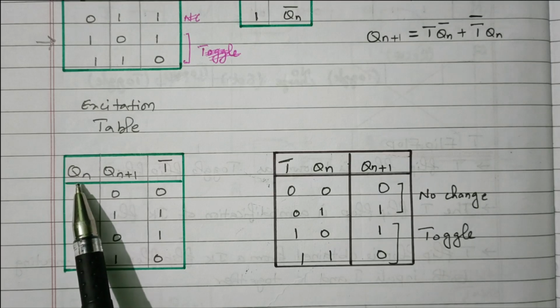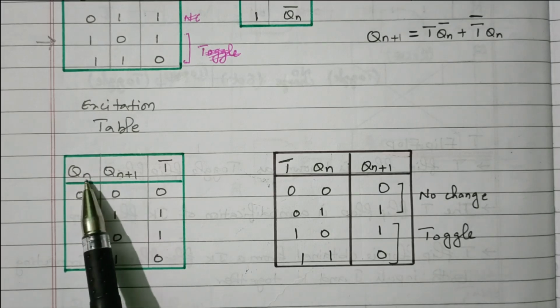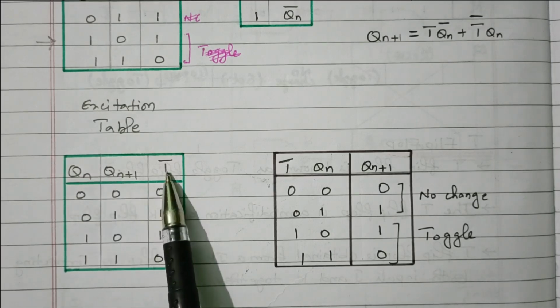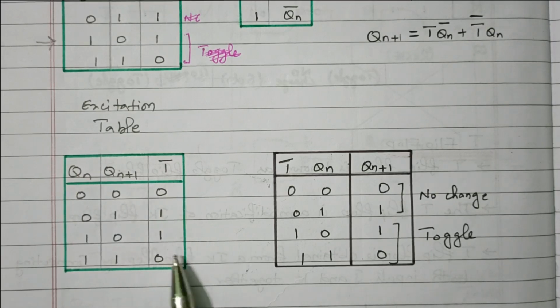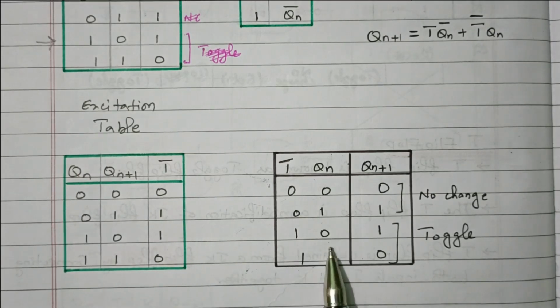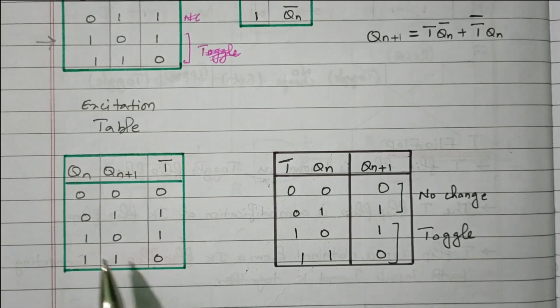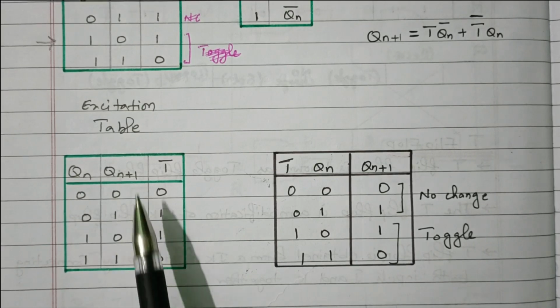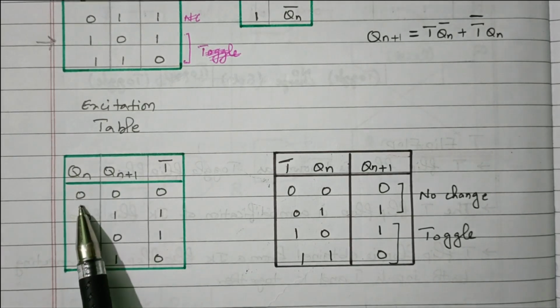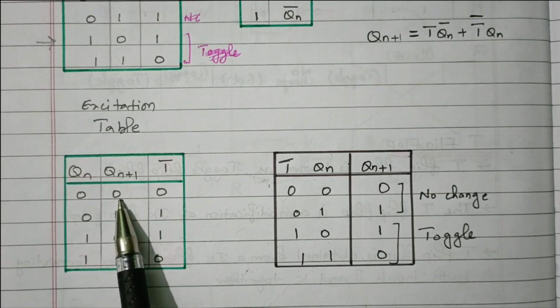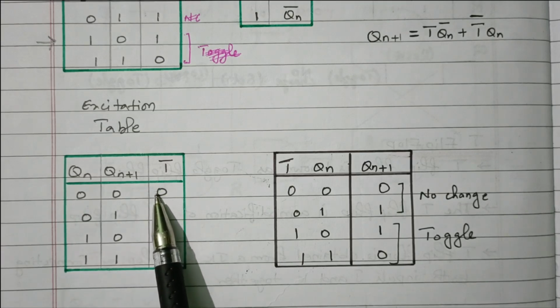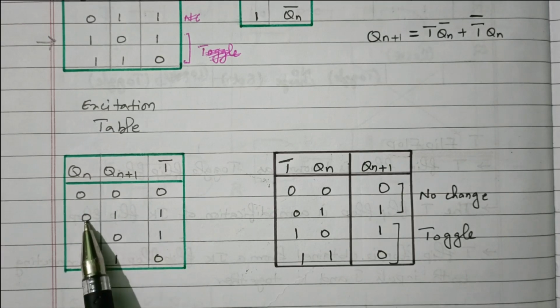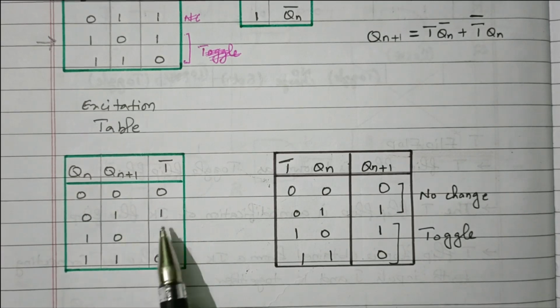Now we'll see the excitation table. What is an excitation table? From the present state and next state, we need to identify what the input is. A truth table means from the input we check what the output is. Now for a given output, what input is required, that is called the excitation table. For example, present state 0 and next state 0 means what is the value of T; present state 0, next state 1 means what value of T we need to give.